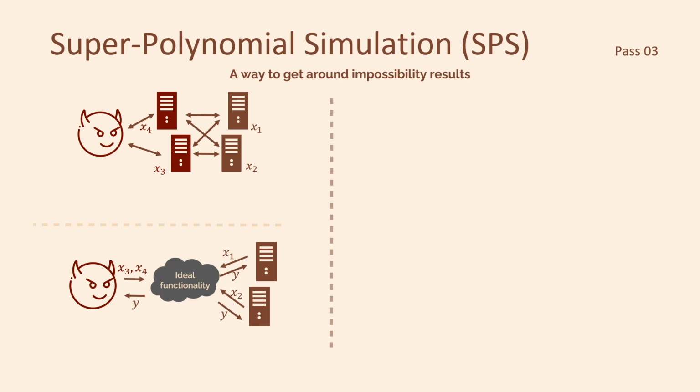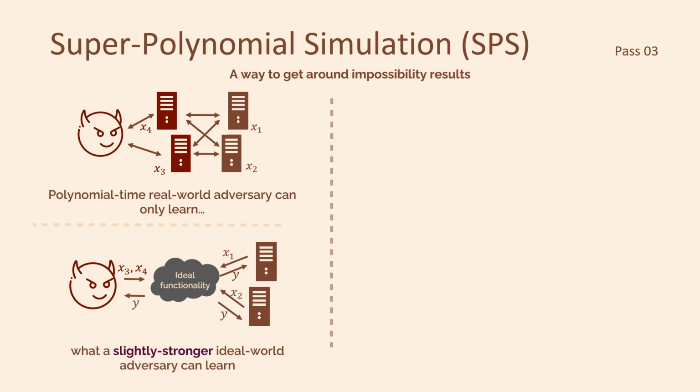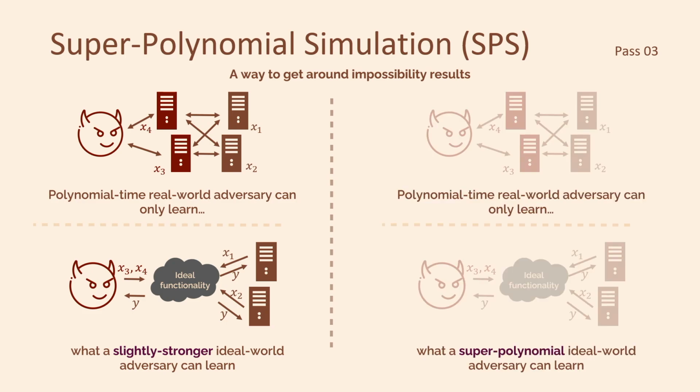So in order to get around these impossibility results, we're going to use a relaxation of security that's called Super-Polynomial Simulation, or SPS. The idea is that in normal MPC, we allow the simulator to have an arbitrary polynomial blowup in the running time compared to its real-world adversary counterpart. So in SPS, we're going to relax this. We're going to allow the simulator to have a slightly super-polynomial blowup.